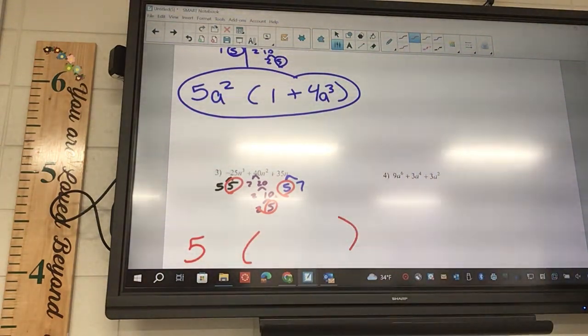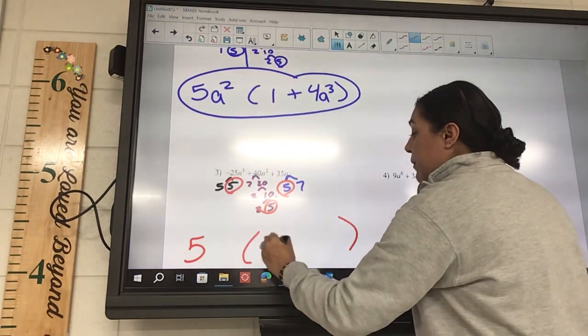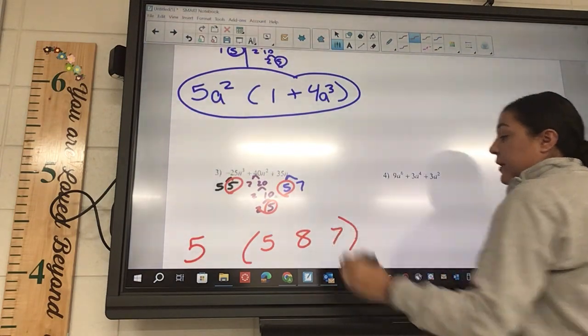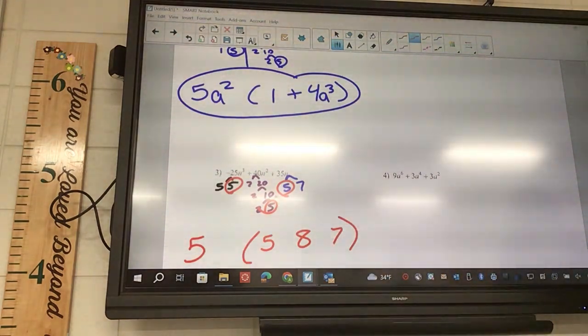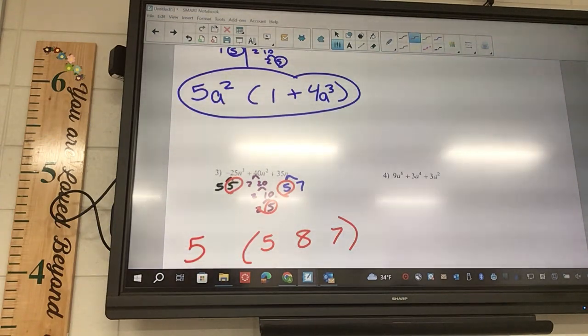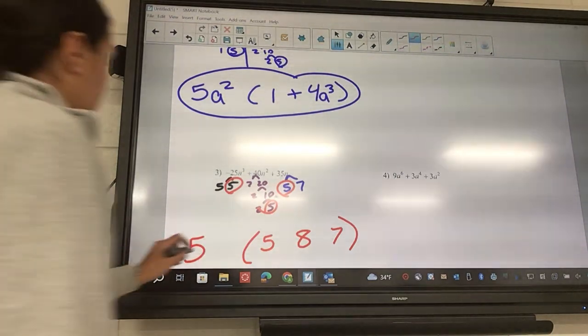Okay, 25 divided by 5, it's 5. 40 divided by 5 is 8. And 35 divided by 5 is 7. How many ends does my first guy have? 3. Second guy? 2. Third guy? 1. So what's the smallest amount? 3, 2, or 1? 1. So that means 1 can go on the outside.